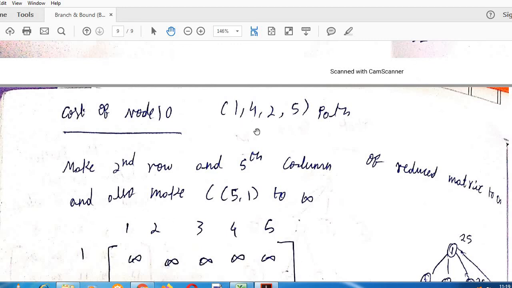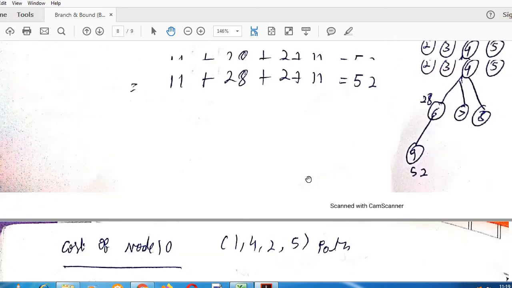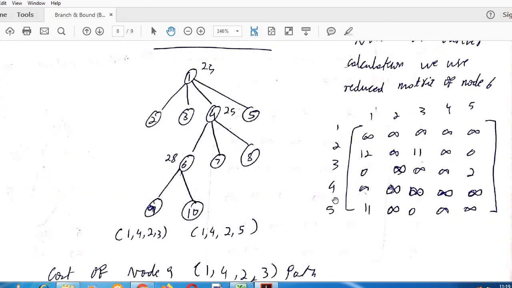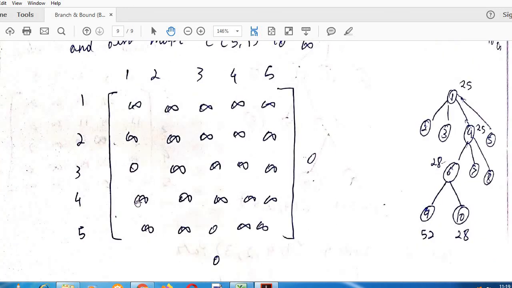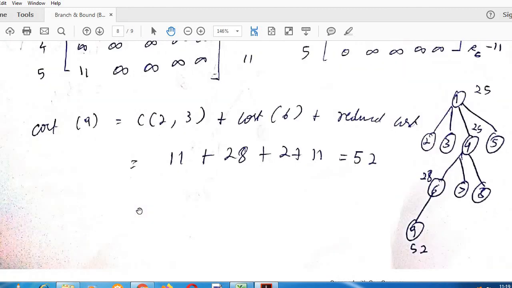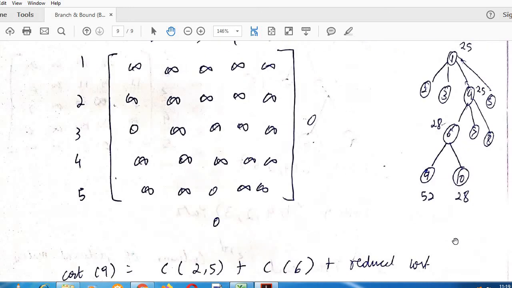So I have to find out the cost for path 1 to 4, 4 to 2 and 2 to 5. So I will consider the last two values of the path. I will make the second row and fifth column of the reduced matrix infinity, and also make the cost of 5 comma 1 infinity. If I consider the reduced matrix of node 6, 5 comma 1 is reduced to infinity, as you can see. Also the second row and fifth column are replaced with infinity.